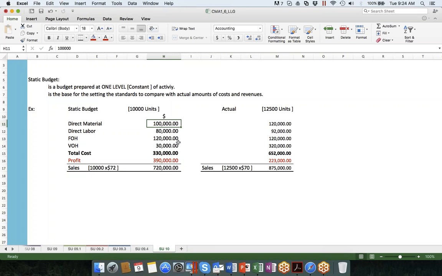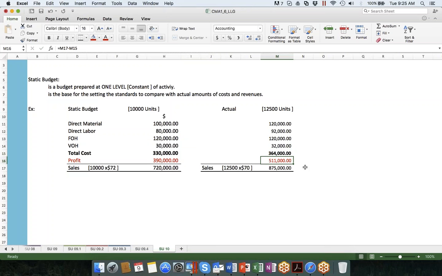Here the direct material cost is 100,000. Here it is 120,000. So you cannot simply say, why did you spend $20,000 more? The purchase manager and production manager may claim that this budget was prepared for 10,000 units, but actual production was 12,500. So you cannot compare the cost of 10,000 units with the cost of 12,500 units. Likewise, direct labor. Likewise, fixed overhead. Fixed overhead is okay, it will be constant. Likewise, variable overheads.